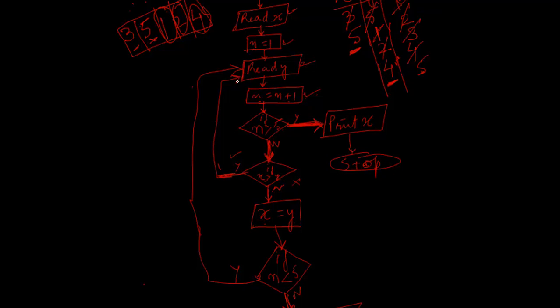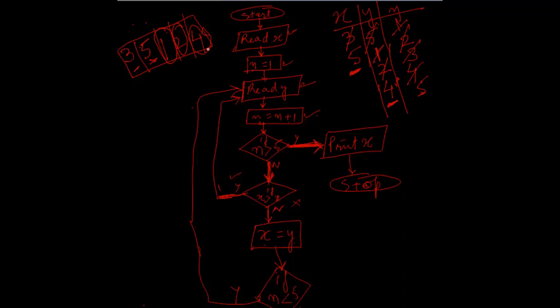It will go here. Read y. Again, what will it read? Already I have read this 4. This 4 has been read here. What will I read now? Read y. It will try to read another number.